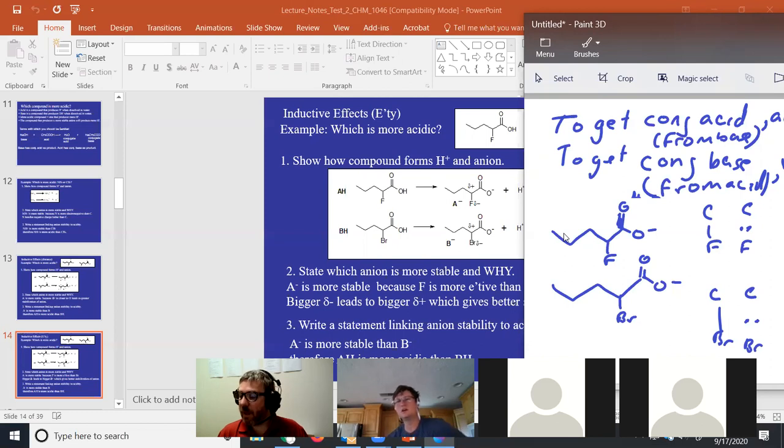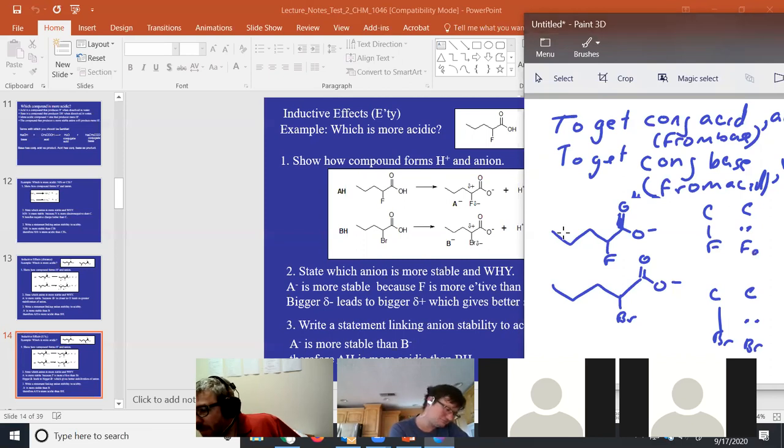And what we can say is that in the case of a CF bond, because the CF bond is shorter, the electrons are probably going to be closer to the F than they are to the bromine in the other example. And what that means is that we get a smaller delta minus on the Br than we do on the F. So let's put a big delta minus on the F and a little delta minus on the Br. And that means we have a big delta plus on the C versus a little delta plus on the C.